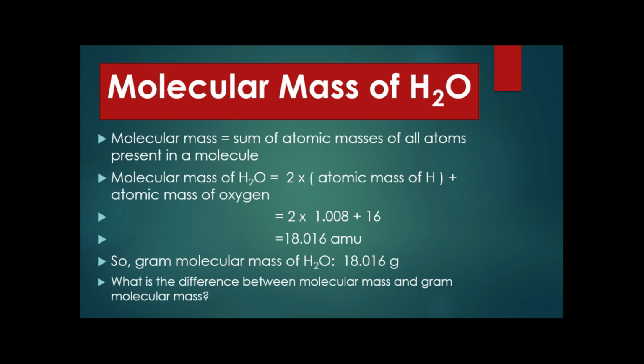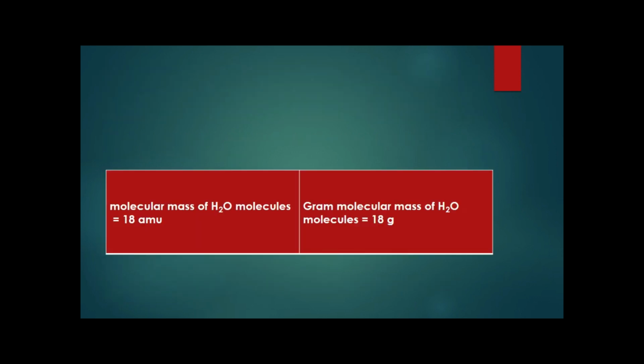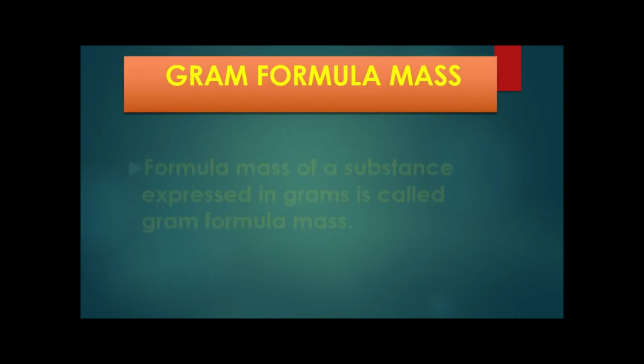So what is the difference between molecular mass and gram molecular mass? Yes, the molecular mass of water molecules is 18 AMU, while the gram molecular mass of water molecules is 18 gram. Same students, the molecular mass of water is 18 AMU and the gram molecular mass or molar mass of water is 18 gram. So what have you observed? You have observed that, same as in the case of gram atomic mass, there is no difference, only the difference in its unit.